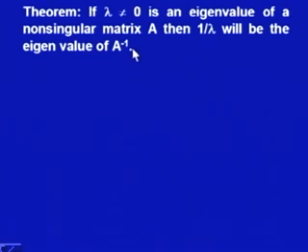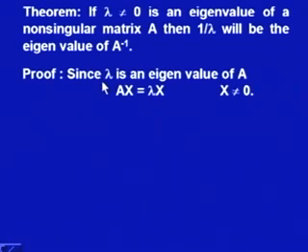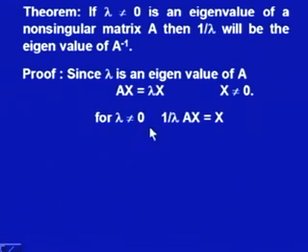Then the next theorem says that if lambda not equal to 0 is an eigenvalue of a non-singular matrix A, then 1 upon lambda will be an eigenvalue of A inverse. On the same lines we can prove this result. So, we say that lambda is an eigenvalue of A, that means Ax is equal to lambda x, and x is not equal to 0 because this is the equation for determining eigenvalue lambda and eigenvector x. So, x is not to be 0. For lambda not 0, we can write down this equation as 1 upon lambda Ax is equal to x.